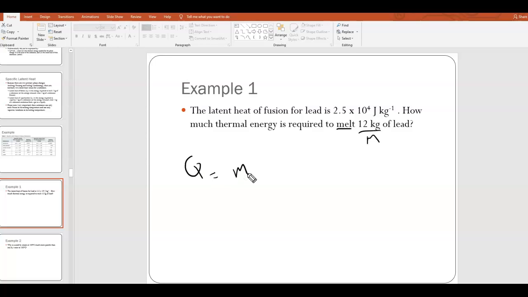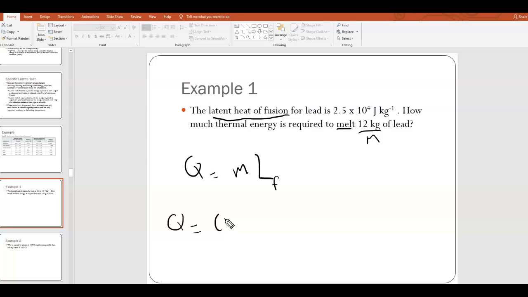Okay, so we're not talking about temperature change here, we're talking about a phase change. So I'm going to be using this equation here. Because I'm talking about melting, I need to use the latent heat of fusion, which in this case is the one that I'm given. But do keep in mind, if I was given the latent heat of fusion and the latent heat of vaporization, I would want the latent heat of fusion because that's the one involving the melting and freezing point. So a very simple question.